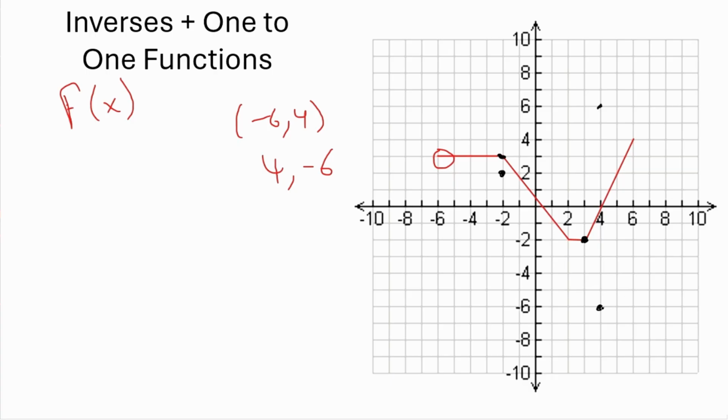So your graph looks like, wait, it's negative 6, 3. Sorry, it's here. So your new graph looks like this. It looks weird, but all it is is a mirror image over the line y equals x. So another thing about inverses: they're reflections of each other over the line y equals x.